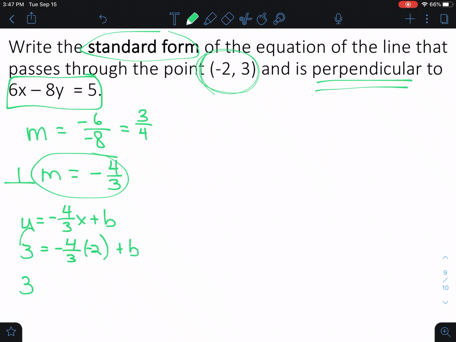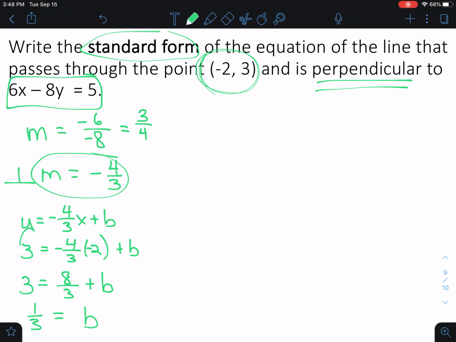Okay, so I get 3 equals 8/3 plus b. All right, and now I want to subtract 8/3 from both sides. You can take your calculator and just go 3 minus 8/3. And then convert it. You're going to get 3 is 9/3 minus 8/3 is 1/3. So you should end up with b is 1/3.